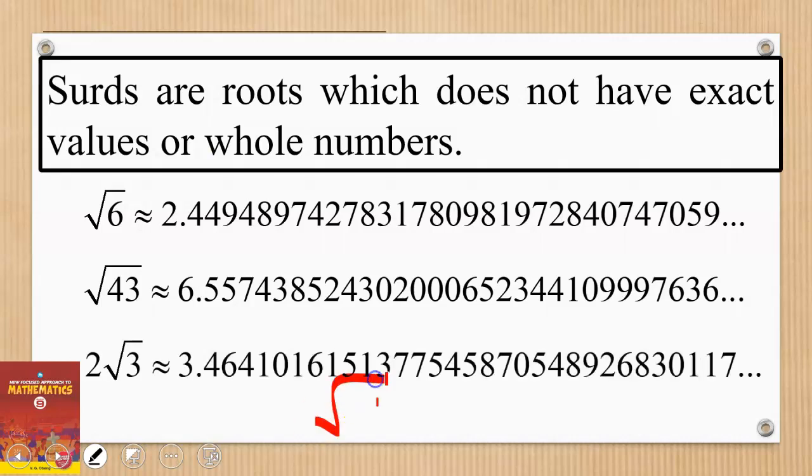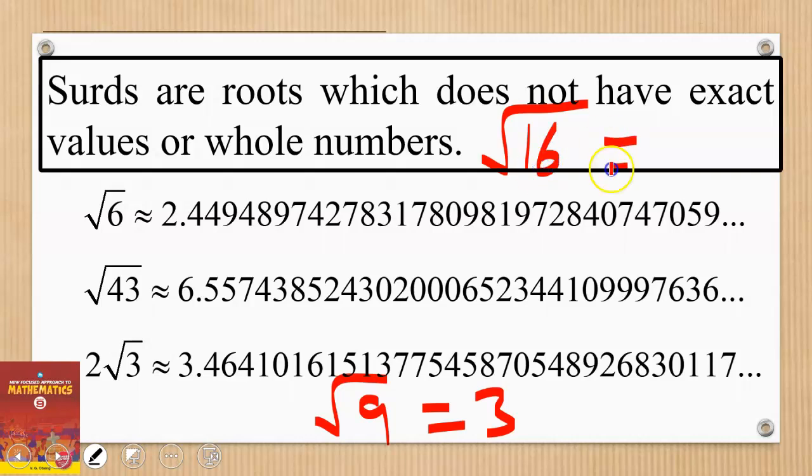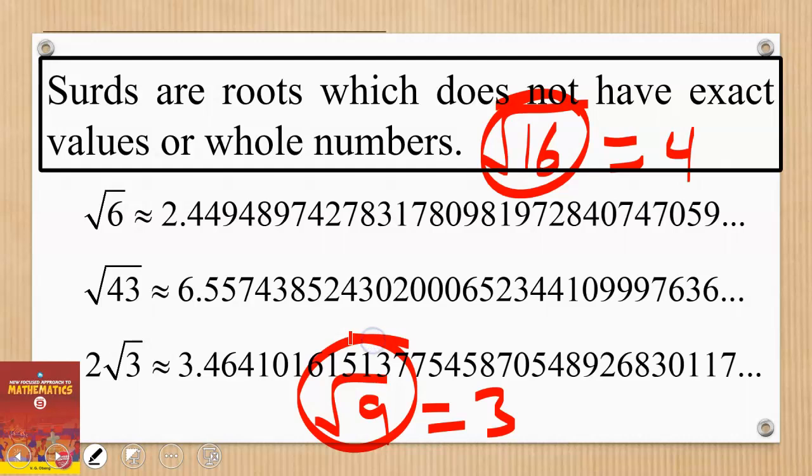But if I give you root 9, which will give you just 3, we'll come to that. If I give you root 16, which gives you just 4, this is not a surd. This is not a surd. But this is a surd because it won't give you an exact value.